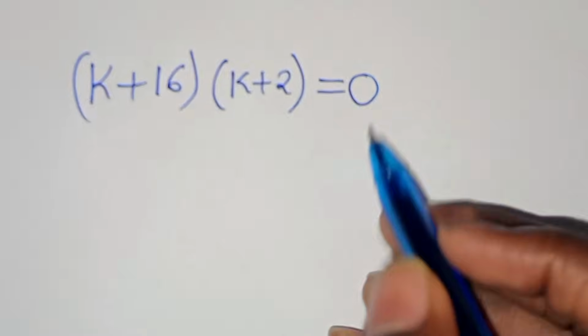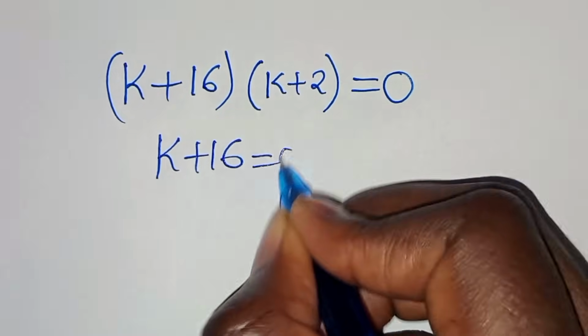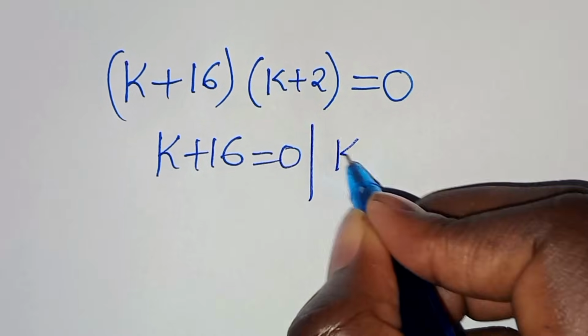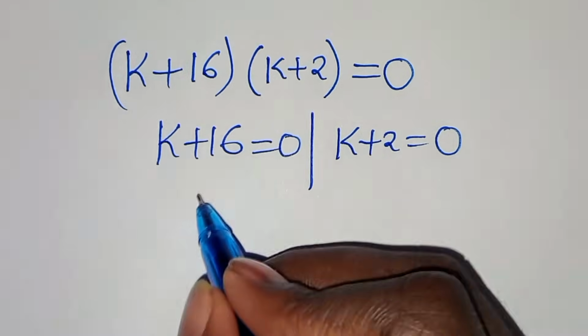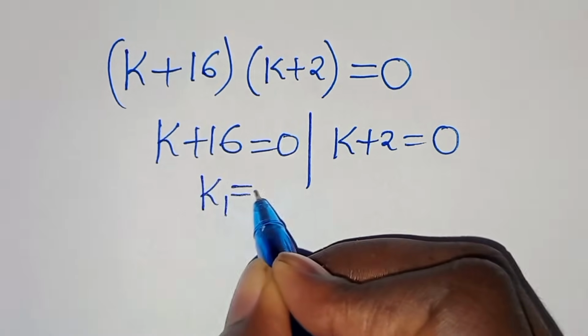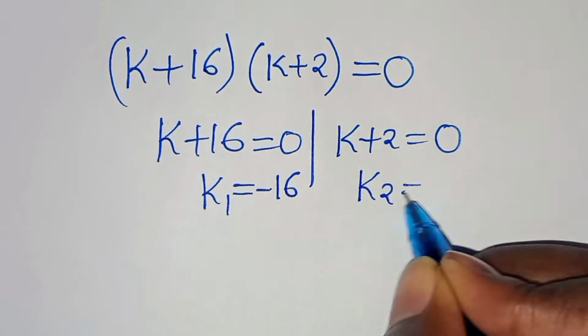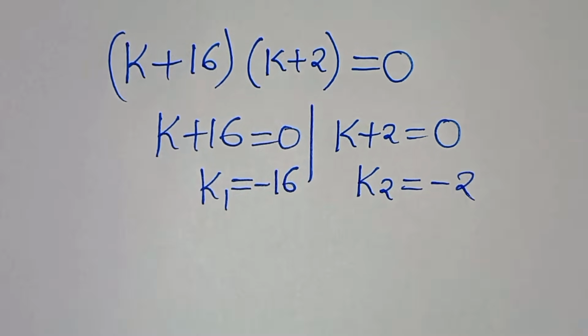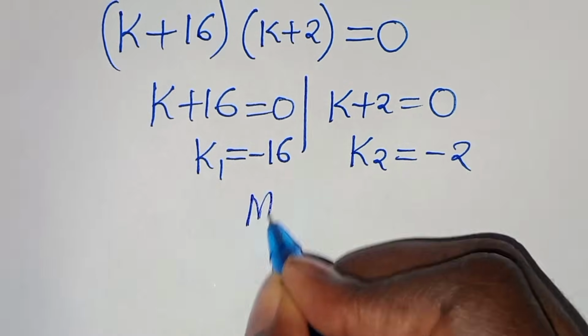So we have got two parts here. We have k plus 16 equal to 0, and we have k plus 2 equal to 0. So this implies that k1 is equal to minus 16, and we have that k2 is equal to minus 2. So this is method 1. Let's proceed to method 2.